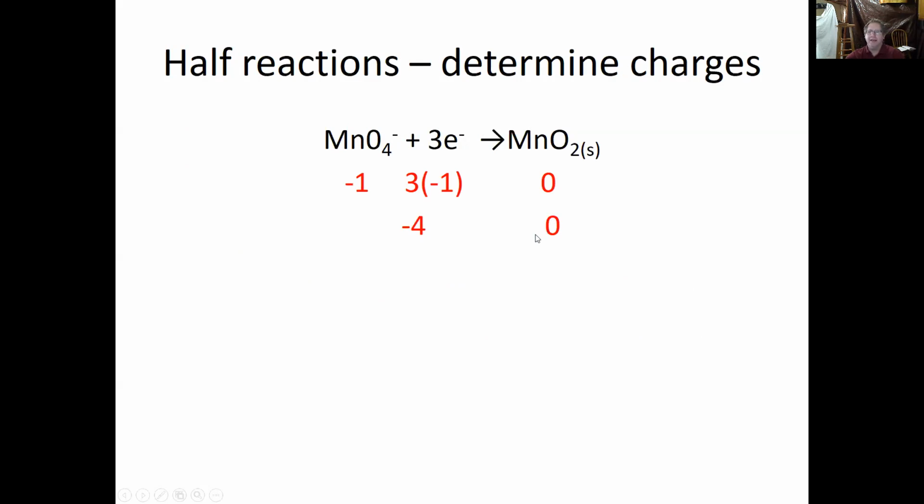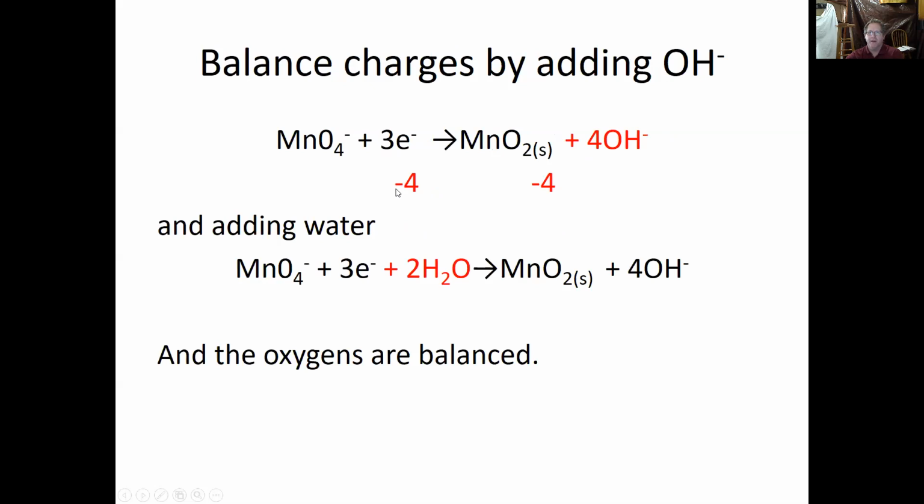Because this was in a basic solution, I need to add 4 hydroxides to the right, giving me a -4 overall. I now have 4 hydrogens here, but I don't have any over here, so that means I need to add 2 waters over here. And when I do this, 4, 5, 6, I've got 2 and 4 or 6 oxygens. It is balanced. Now it's time for you to work on some of these on your own.